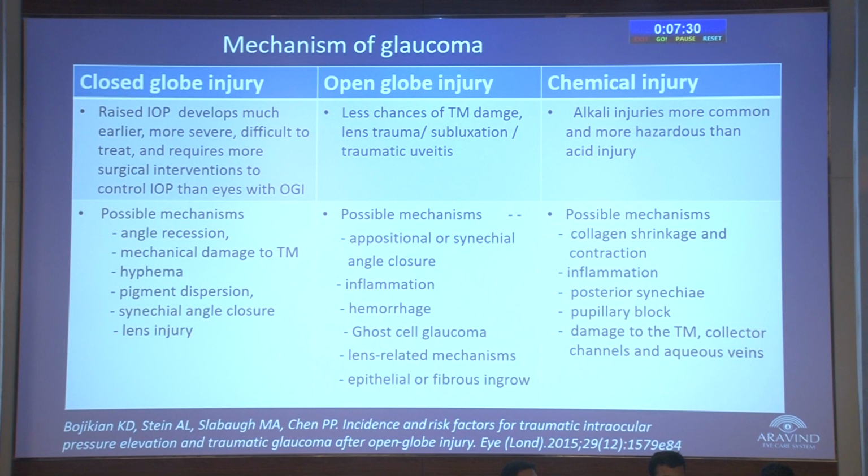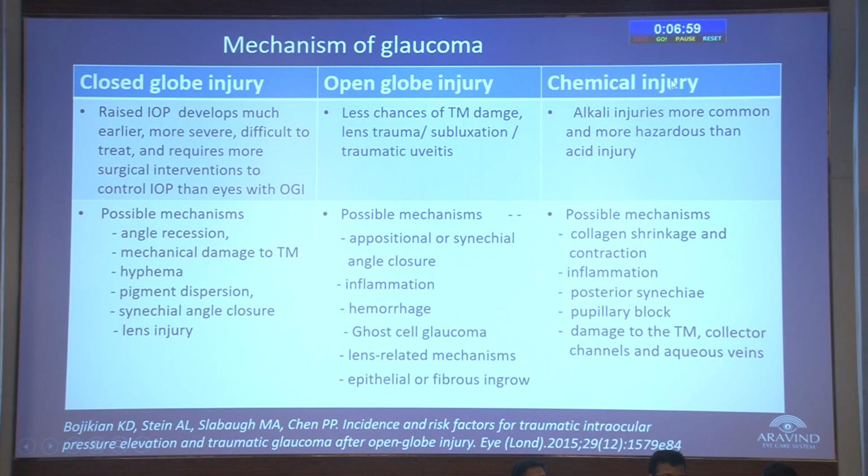Regarding the mechanism of injury, in the interest of time, I will be discussing three major types of injury: closed globe, open globe and chemical injury. If we think of closed globe injury, here the increase in intraocular pressure is relatively greater and also develops much earlier. It is a medically refractory condition where the patient needs multiple surgical interventions to control the intraocular pressure. Here the possible mechanisms are angle recession, hyphema, pigment dispersion and lens injury.